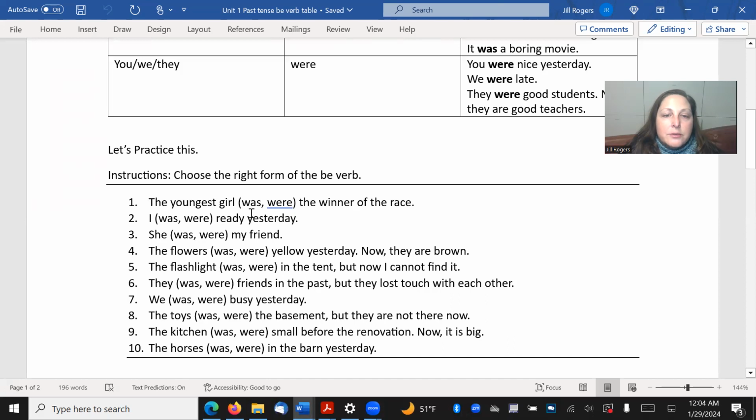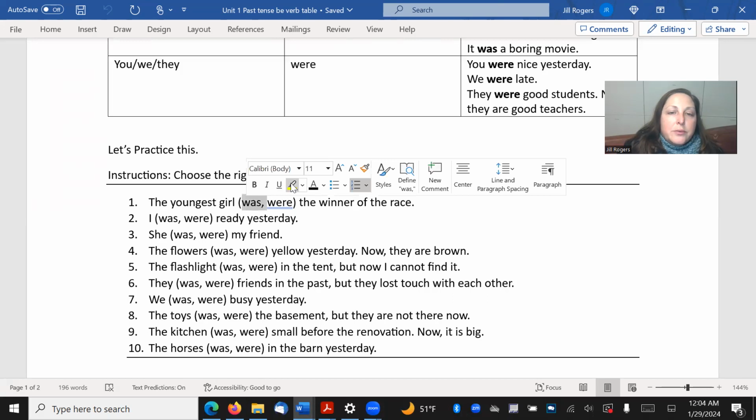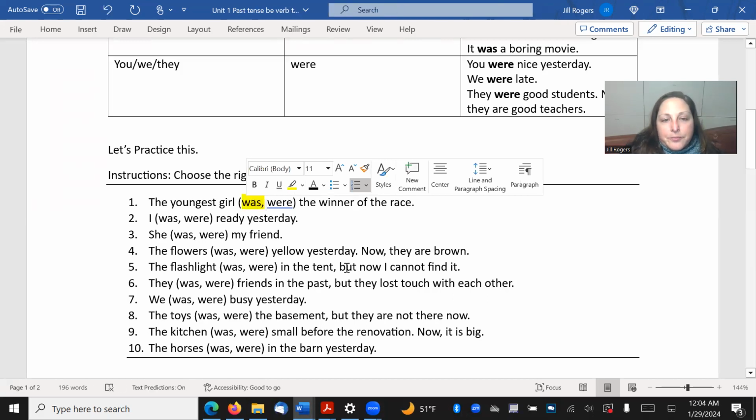The youngest girl was the winner of the race, or the youngest girl were the winner of the race. Okay, in this case, we have to take a look at the subject. Is it singular or plural? Right, it's singular, it's one girl. So in this case, we know that it's was.